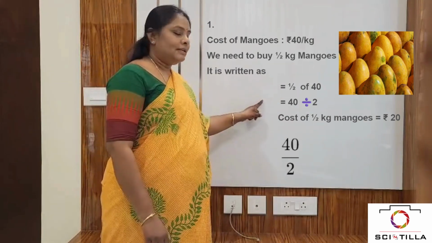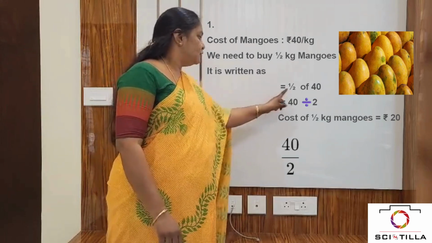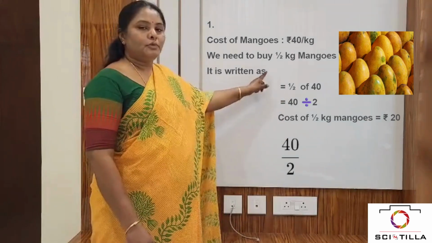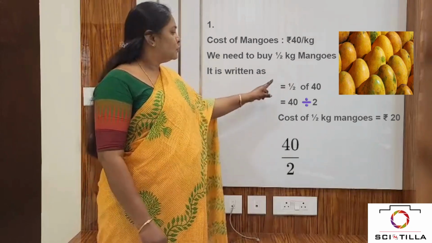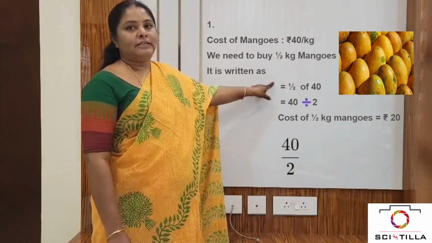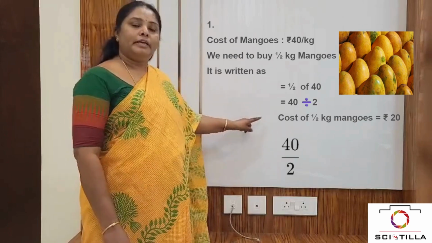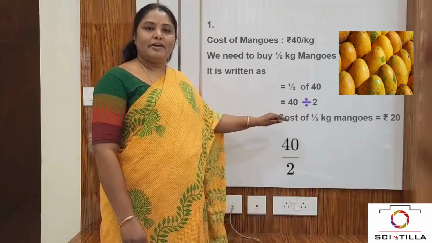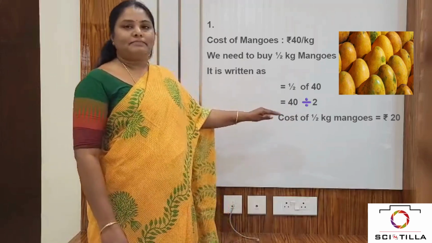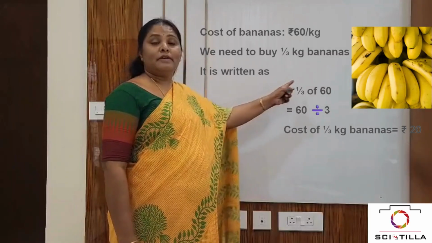How do we do this? Write it down in a division form. 2 and 40. 2 2s are 4, minus 0. 2 zeros are 0. So what is the quotient you got? 20. So the cost of 1/2 kg mangoes is rupees 20. Are you all clear now?